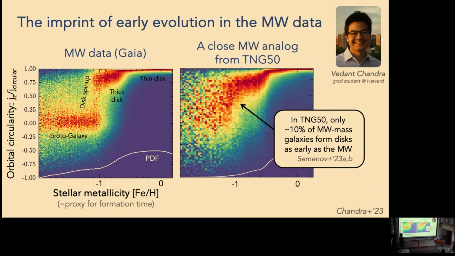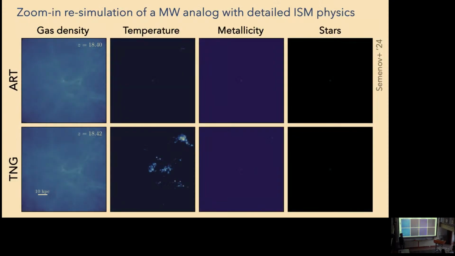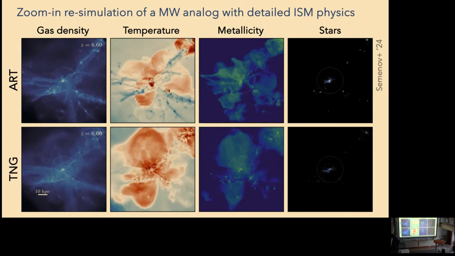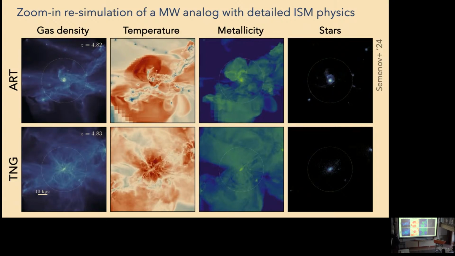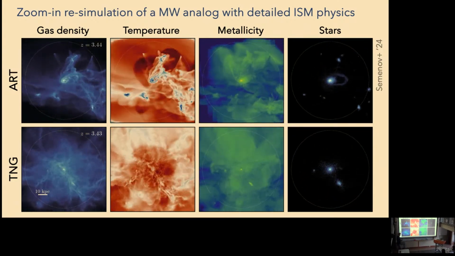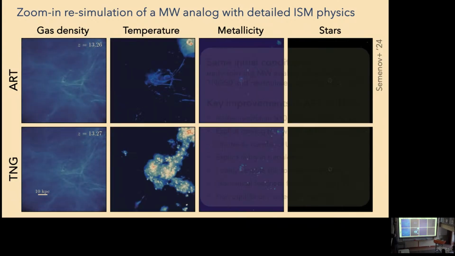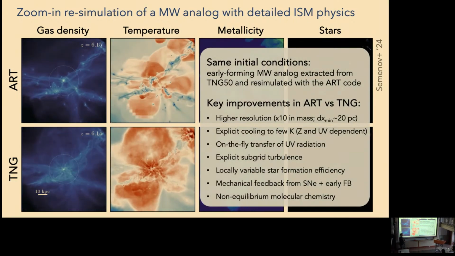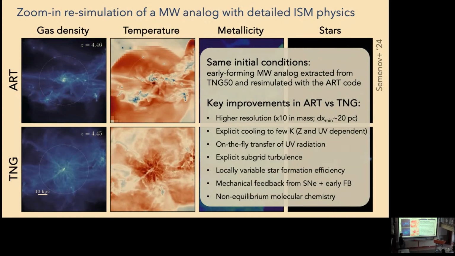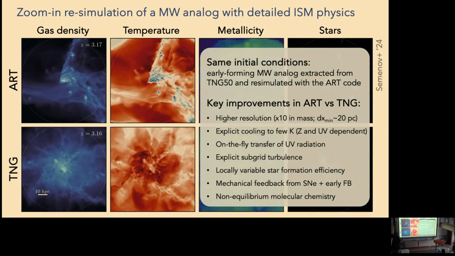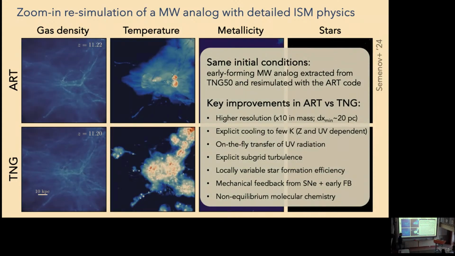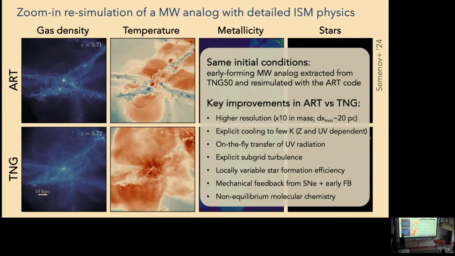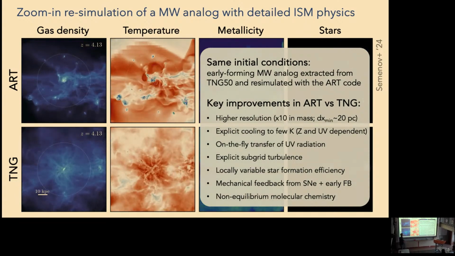To this end, we took this galaxy from TNG and resimulated it with more detailed ISM physics. So here, these new simulations are at the top, and for comparison, the original TNG model is at the bottom. There are a few differences. It's a different code. It's somewhat higher resolution, but most importantly, it's the physics that goes in. It's cooling down to low temperatures, on-the-fly radiative transfer coupled with the gas thermodynamics, and more detailed modeling for star formation and feedback that I'll talk about a bit later.